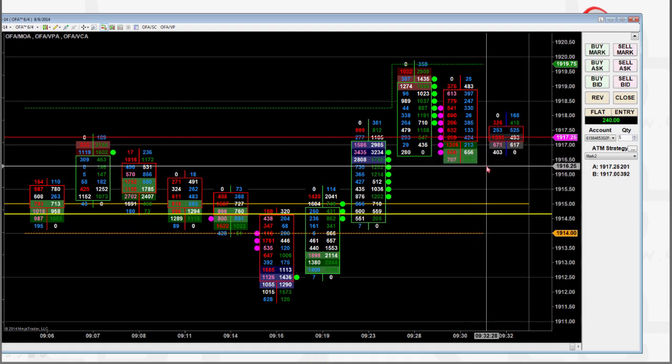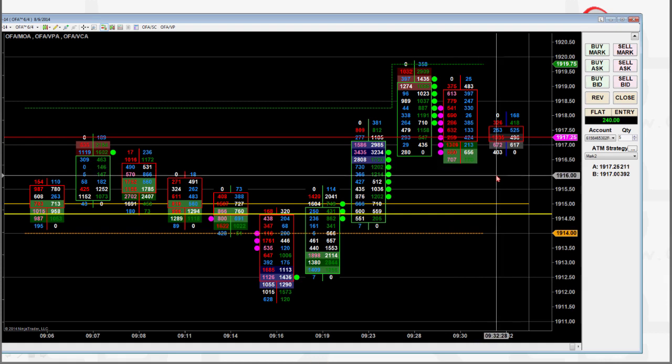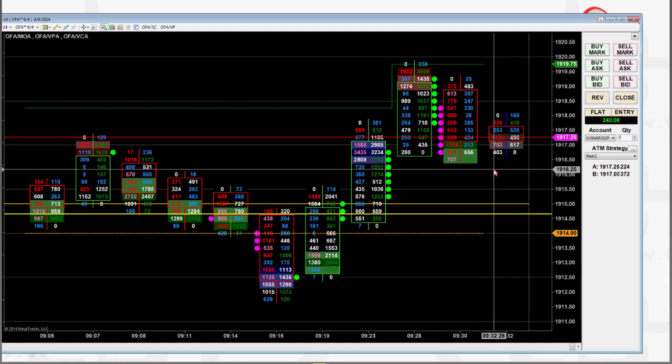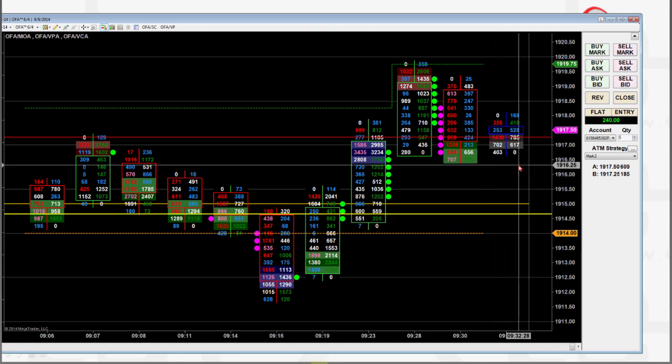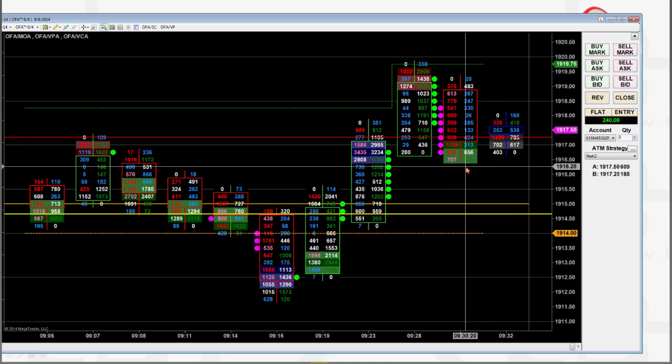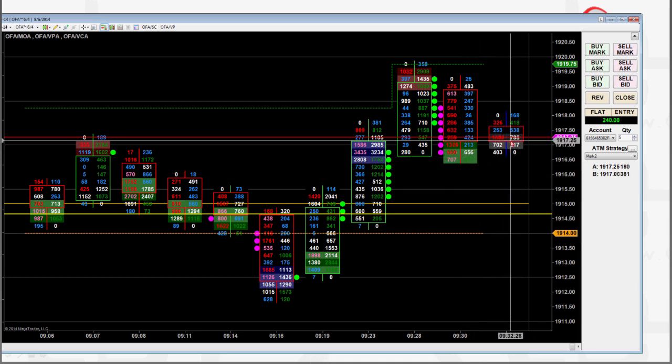I would look at this print and say, this is the level I want, 16.25, 16, and what I want to see, if the print comes back down here and shows weakness at the offer, strength back at the bid, then I'll go long. That scenario hasn't happened yet. And so price started going back up.